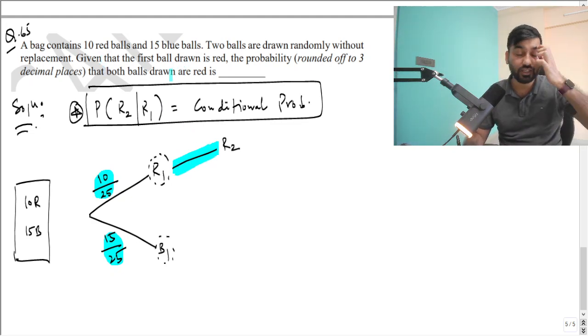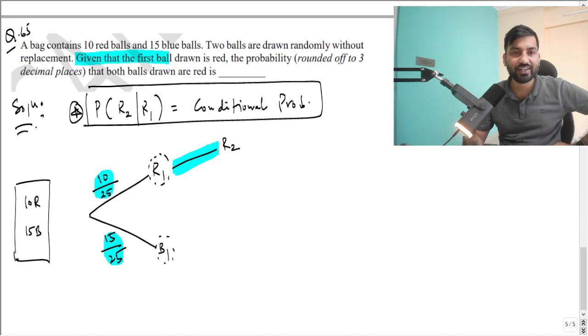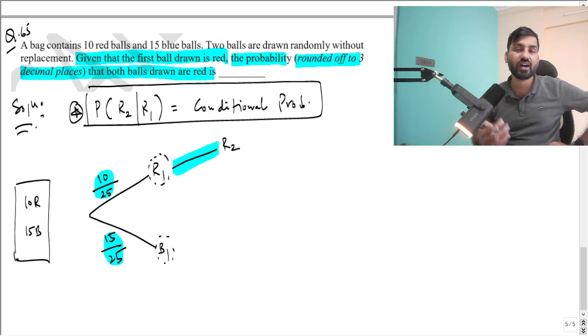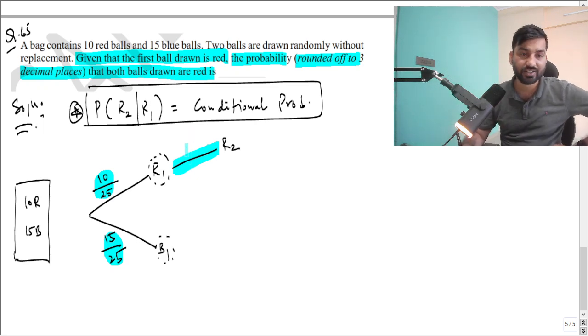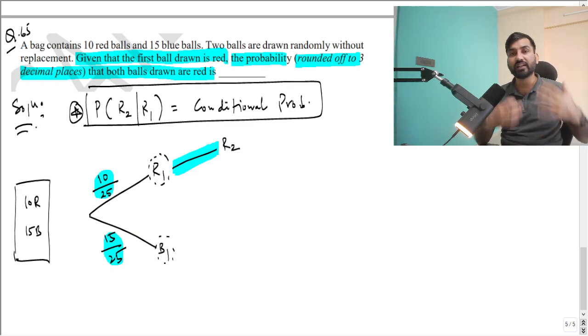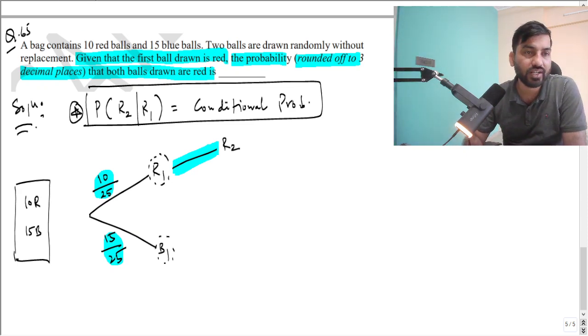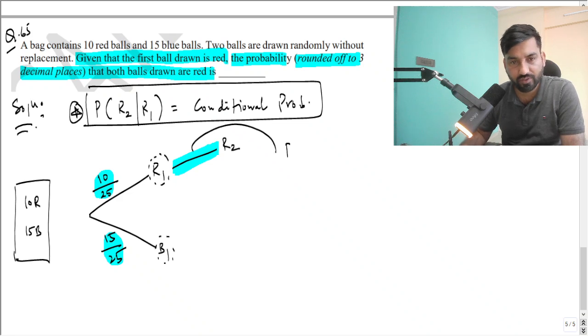See, there is a confusion, there is a trick, okay? So this line is very important. Given that the first ball is red, the probability, rounded off to 3 decimal places, that both balls drawn are red, right? So they are asking you to compute conditional probability, okay? So they are asking you to compute this probability. So this probability is going to be what? Probability of R2 given R1.